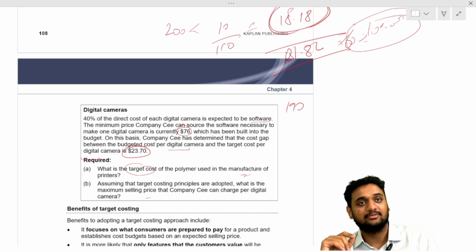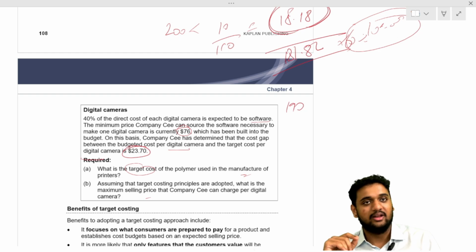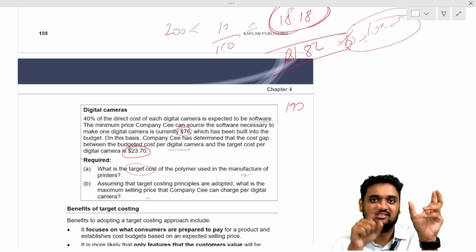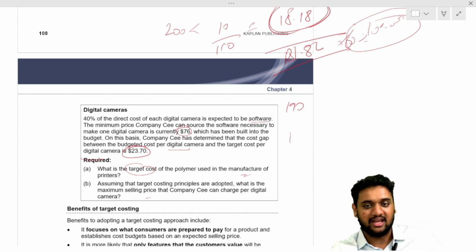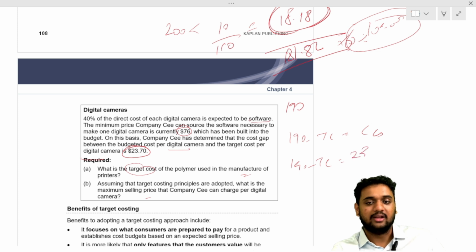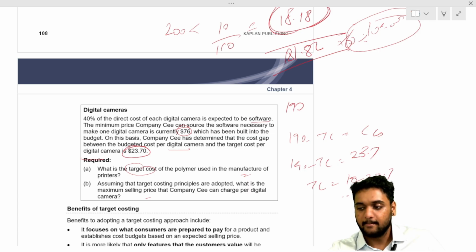What is the cost gap? 23.7. Our cost minus target cost. So 190 minus target cost gives you the cost gap. 190 minus target cost gap of 23.7, so target cost will be equal to 190 minus 23.7. How much will you get? 166.3 will be your target cost.